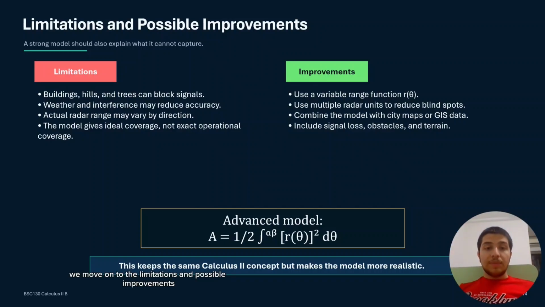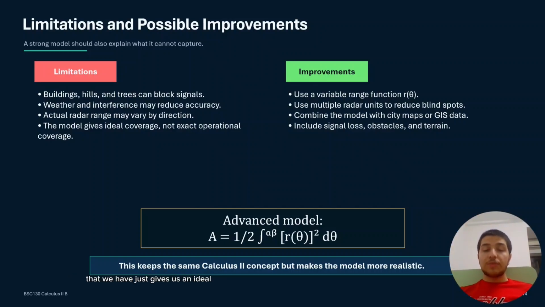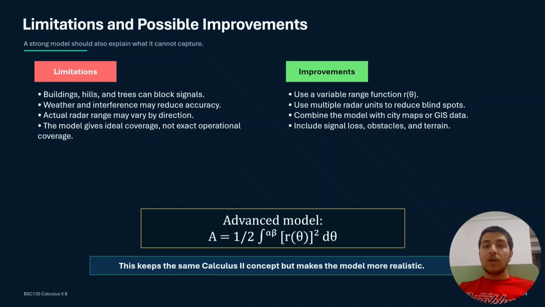We move on to the limitations and possible improvements. Right now, our basic model just gives us an ideal maximum coverage, but not the exact reality, because in the real world, physical obstacles like buildings, hills, and trees can block radar signals. Also, bad weather can interfere with radar signals. So, to fix this, we have made a few improvements to make the model better.